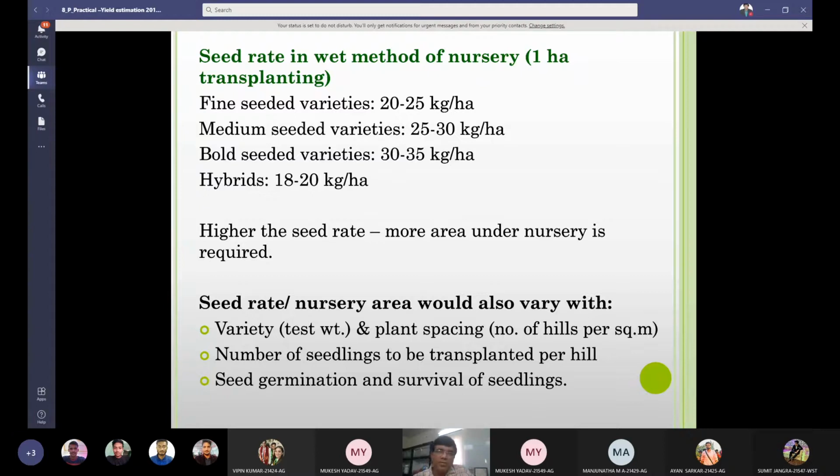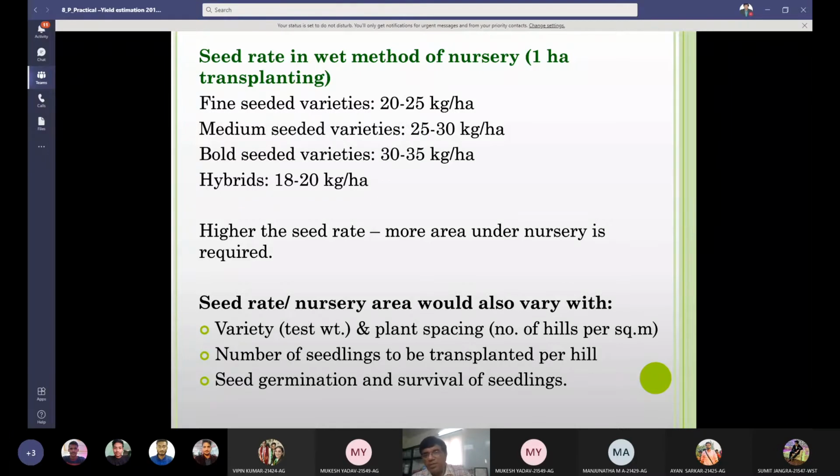Because the 1000 seed weight is also high for bold seeded variety. So in 1 kg seed, you will have less number of seeds of bold seeded variety than fine seeded variety. In 1 kg seed of fine seeded variety, you will have more number of seeds than medium seed varieties. That is why you have different seed rate. So higher the seed rate, more area under nursery is required.